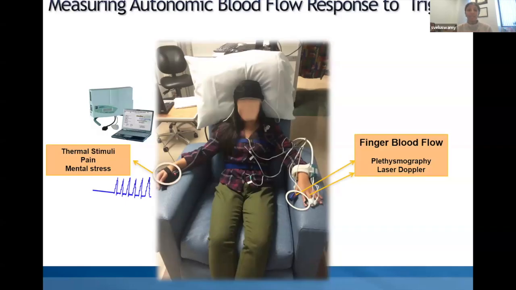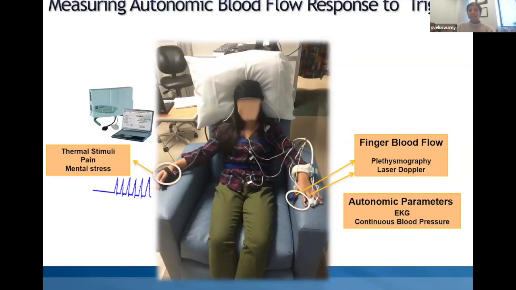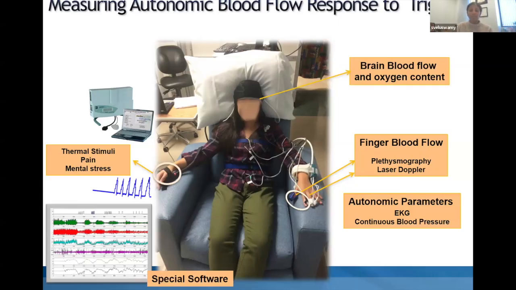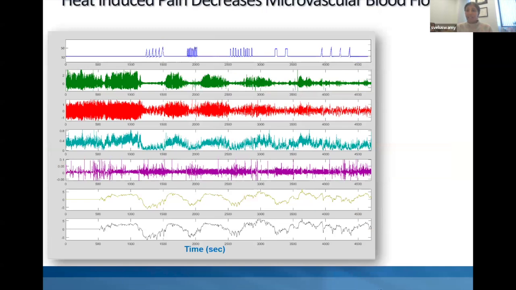We were measuring this using a standard pulse oximeter that gives you the waveforms of the blood volume, and also with laser Doppler technology. At the same time, we were also studying other autonomic parameters like EKG, blood pressure, and blood-brain flow as well. And we're measuring all of these using a special software system in our lab. So here's an output from a study.